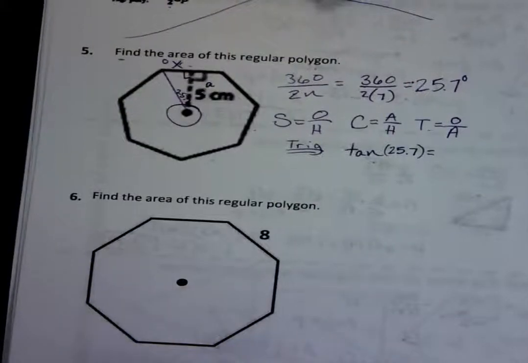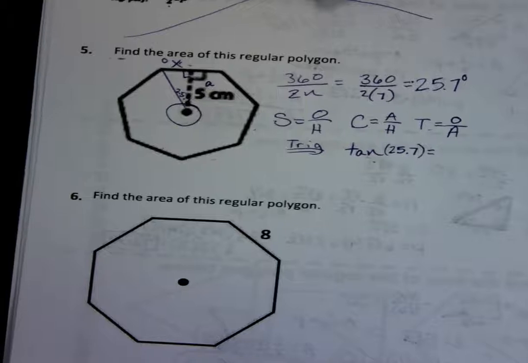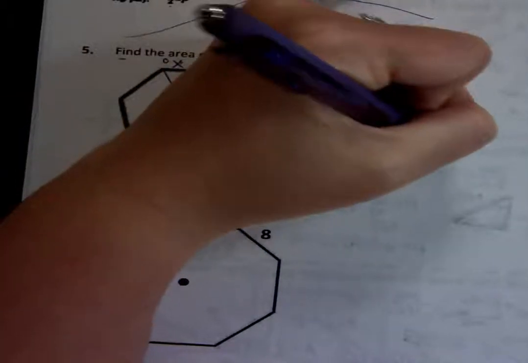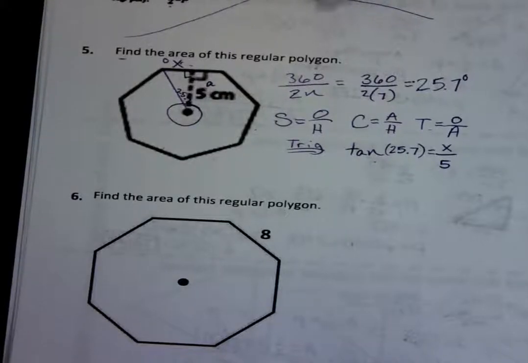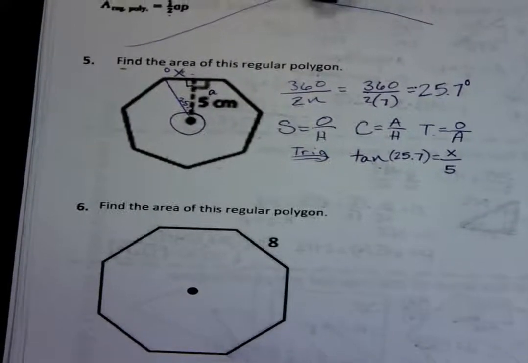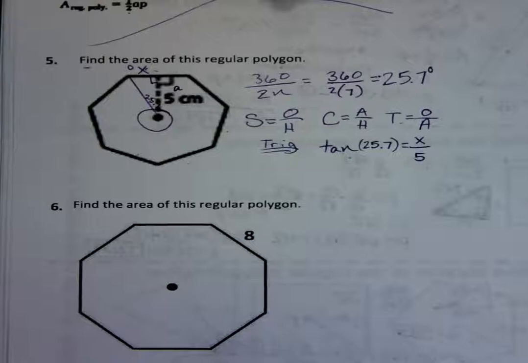And that's going to be equal to the opposite side over the adjacent. So that's why it's important that you label the sides and you don't get them mixed up. Your opposite side is x. Your adjacent side is 5. And then, oh man, we're going back to everything we've learned in geometry.